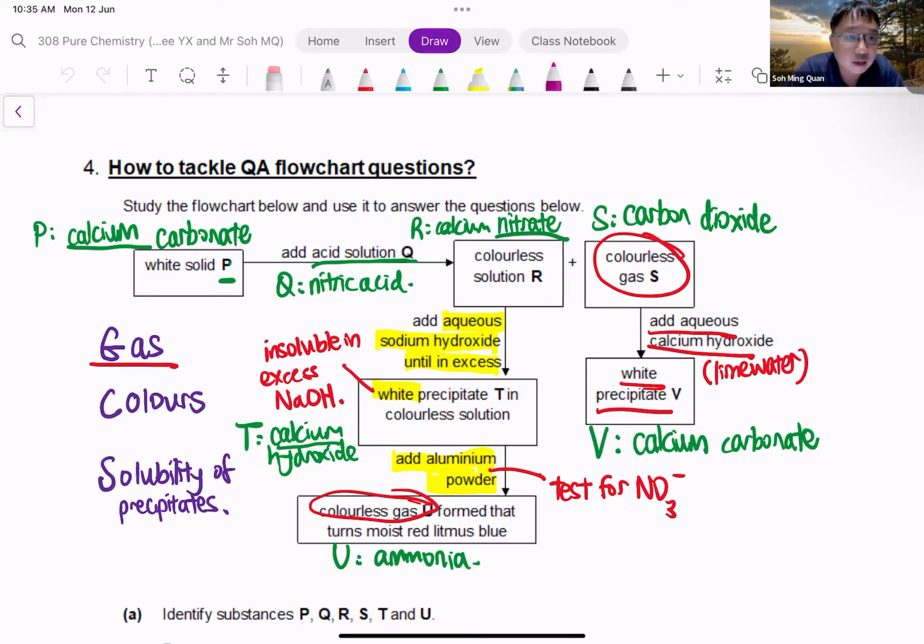All right. So to do the QA flowchart questions, there's no magic bullet. The magic bullet to this is to know the test very well and to go in this order. Start from the gases, then you look at the colored substances, then you look at the precipitates. Are they soluble or insoluble in excess sodium hydroxide, aqueous ammonia? Okay. If you can do this, then your QA will be fine.